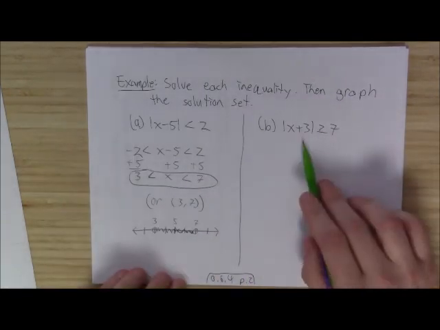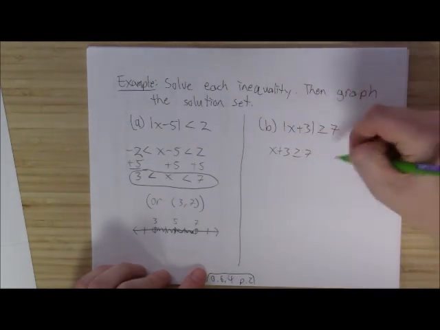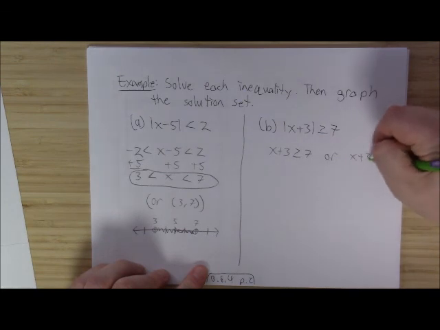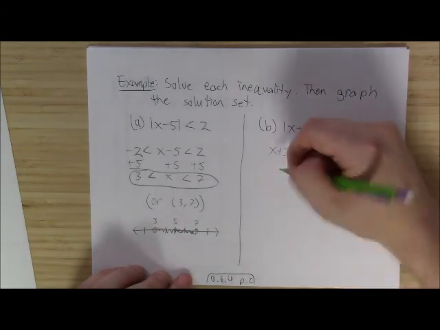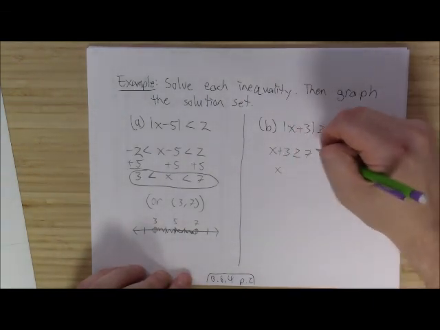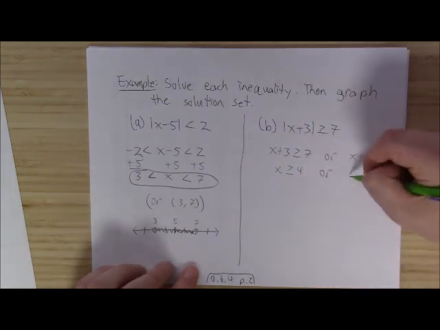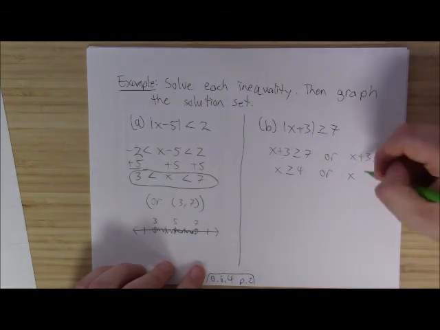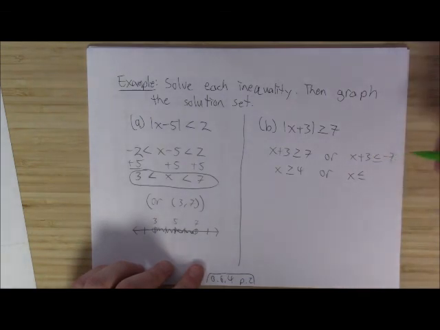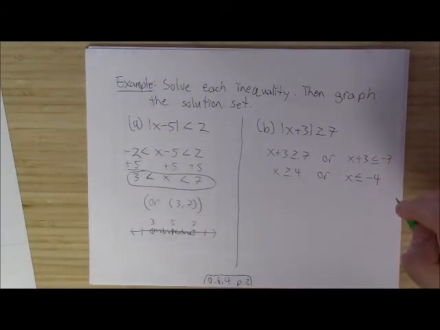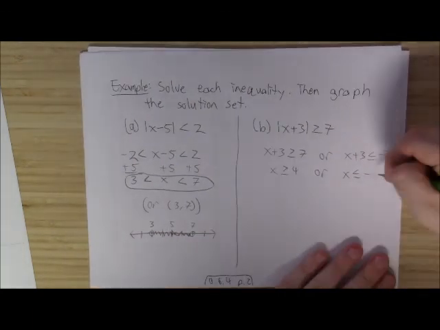Now, what about over here? Over here, if we break up the inequality, we have that either x plus 3 is greater than or equal to 7, or x plus 3 is less than or equal to negative 7. Well, breaking it up that way, if we subtract 3 from both sides, we have that x is greater than or equal to 4, or x is less than or equal to negative 10. I was wondering why they were both 4.